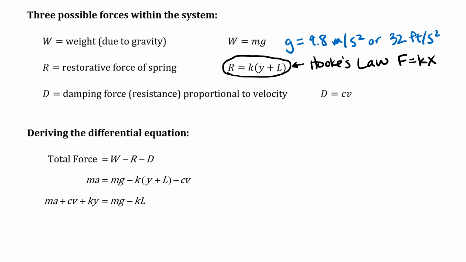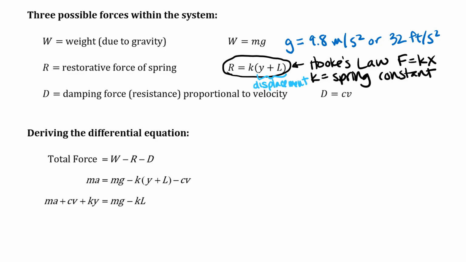K is the spring constant, and that will be larger for very stiff springs. If it's really hard to pull, that would have a large K value, and really loose springs would have a low K value. X is the displacement. Because we have this spring that's being pulled by the mass attached to the bottom of it, L is the natural length, and I used Y to represent whatever other distance. That's what Y plus L represents, the displacement from the natural length of the spring.